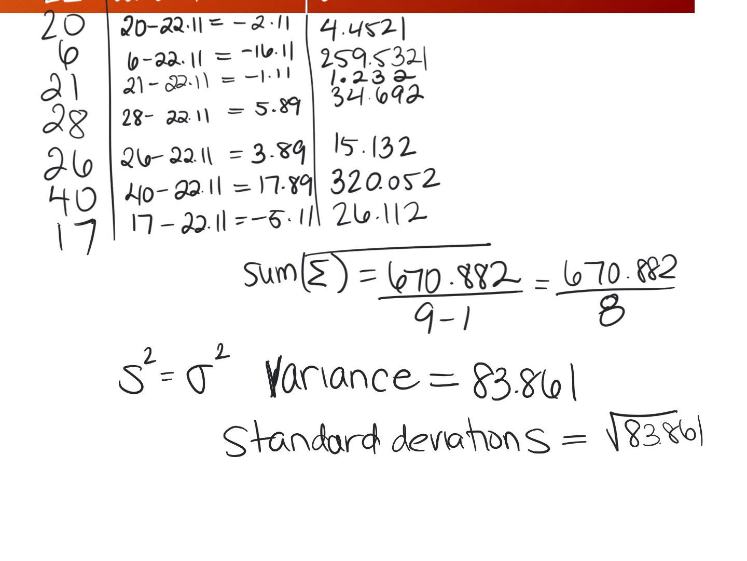That's when I divide by 8. We're going to take the square root of our variance. Now, let me show you a little bit of calculator.